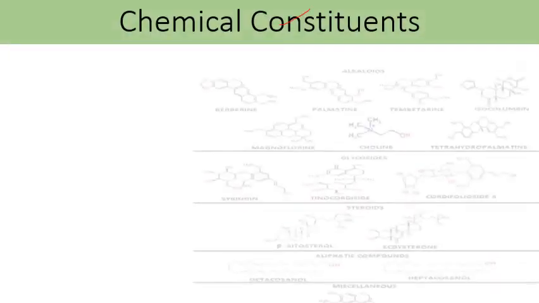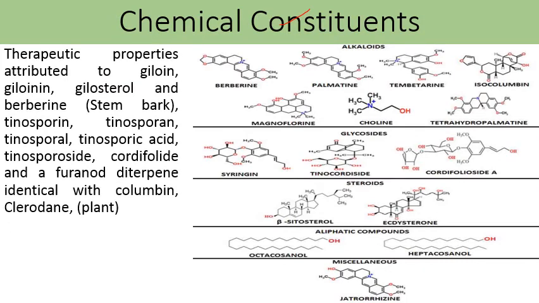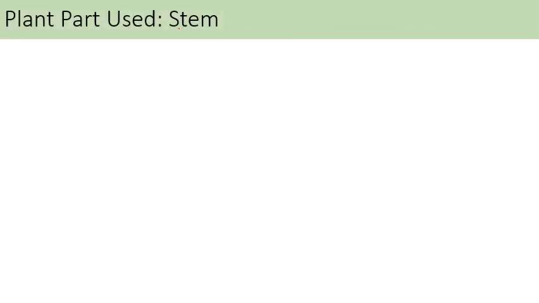Next comes chemical constituents. So it contains plenty of chemical constituents that have therapeutic properties, like we have giloin, then gilonin, gilosterol, and we have berberine that is found in stem bark. Then we have tinosporin, tinosporan, tinosporal, tinosporic acid, tinosporoside, cordifolioside, and furanoid diterpene, identical with columbin, and clerodane. So ये plant में present होते हैं ये सारे chemicals. So these are the chemical constituents which are present in giloy plant. Next, plant part used is stem.